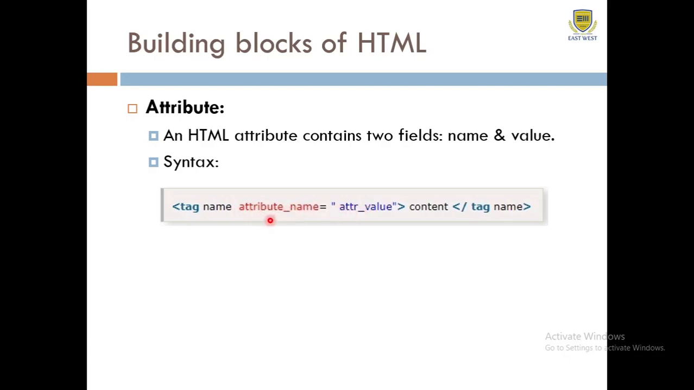This is the attribute name, and it has a particular value which is written within double quotes, or else you can use single quotes. We will understand more about double quotes or single quotes in an upcoming topic. And this is the content on which I am applying the attribute, and then the close of the tag. So this is the syntax of an HTML attribute.